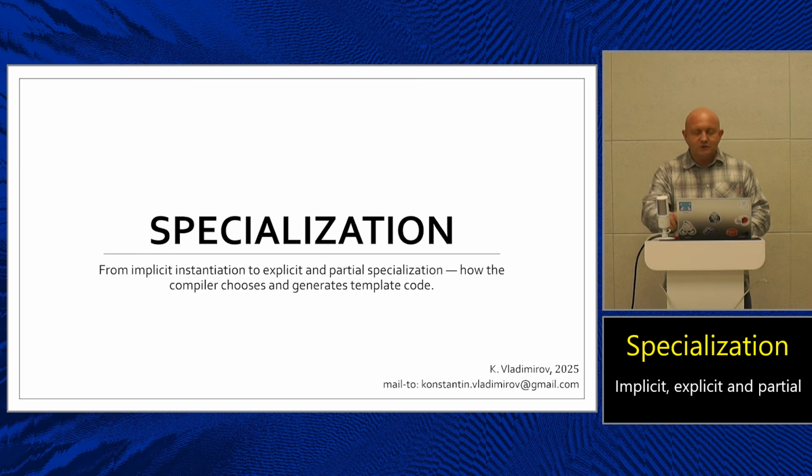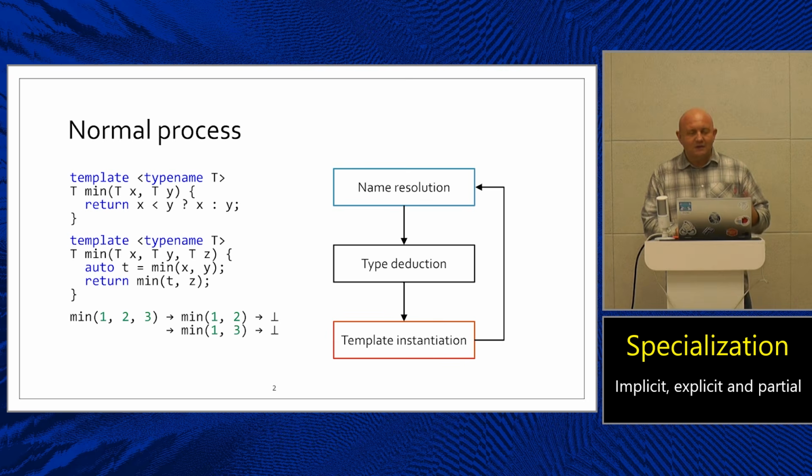Today we will journey from the automatic, behind-the-scenes implicit instantiation through the explicit commands we give the compiler, all the way to the powerful technique of so-called partial specialization. We'll uncover the precise rules the compiler follows to choose the right implementation and generate the final code. And let's start again with the normal semantic process.